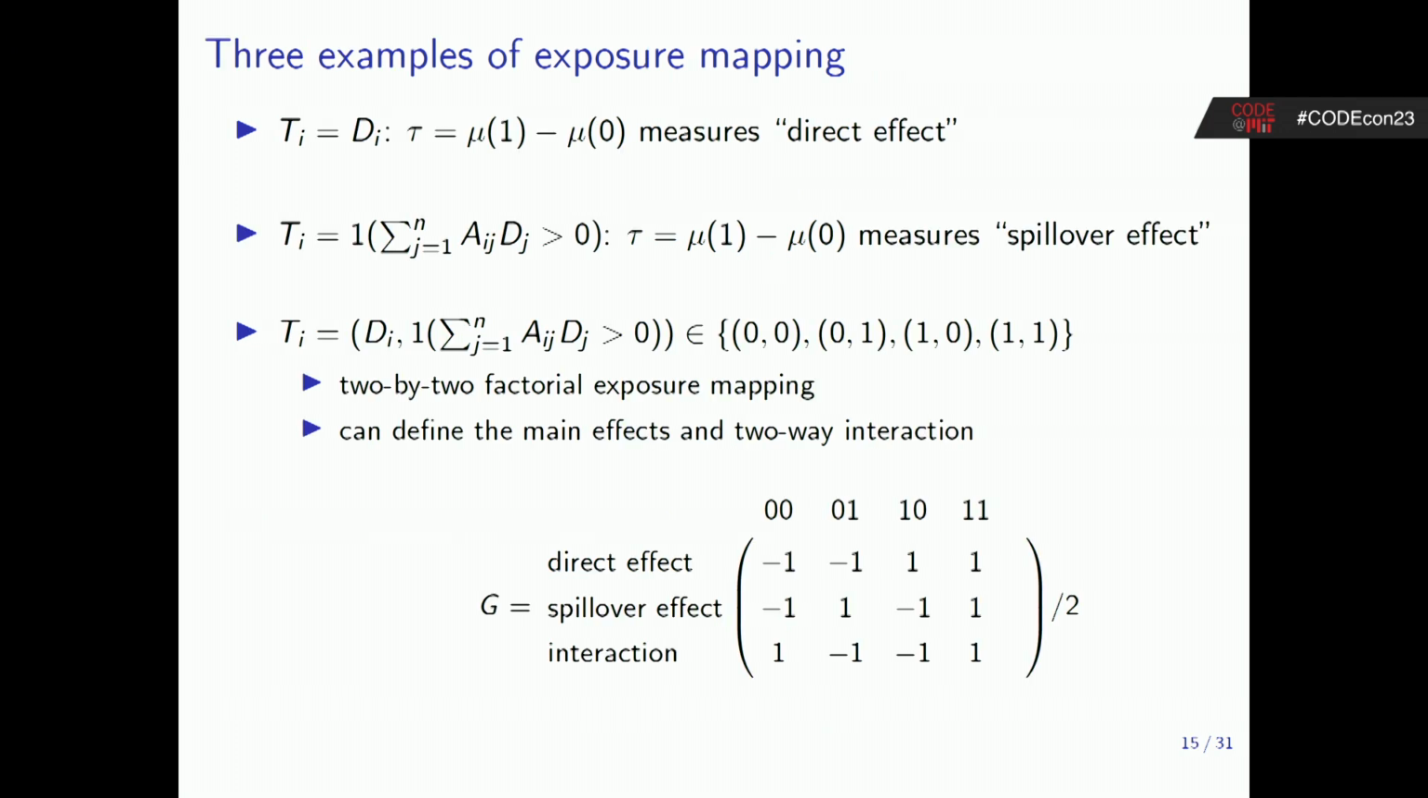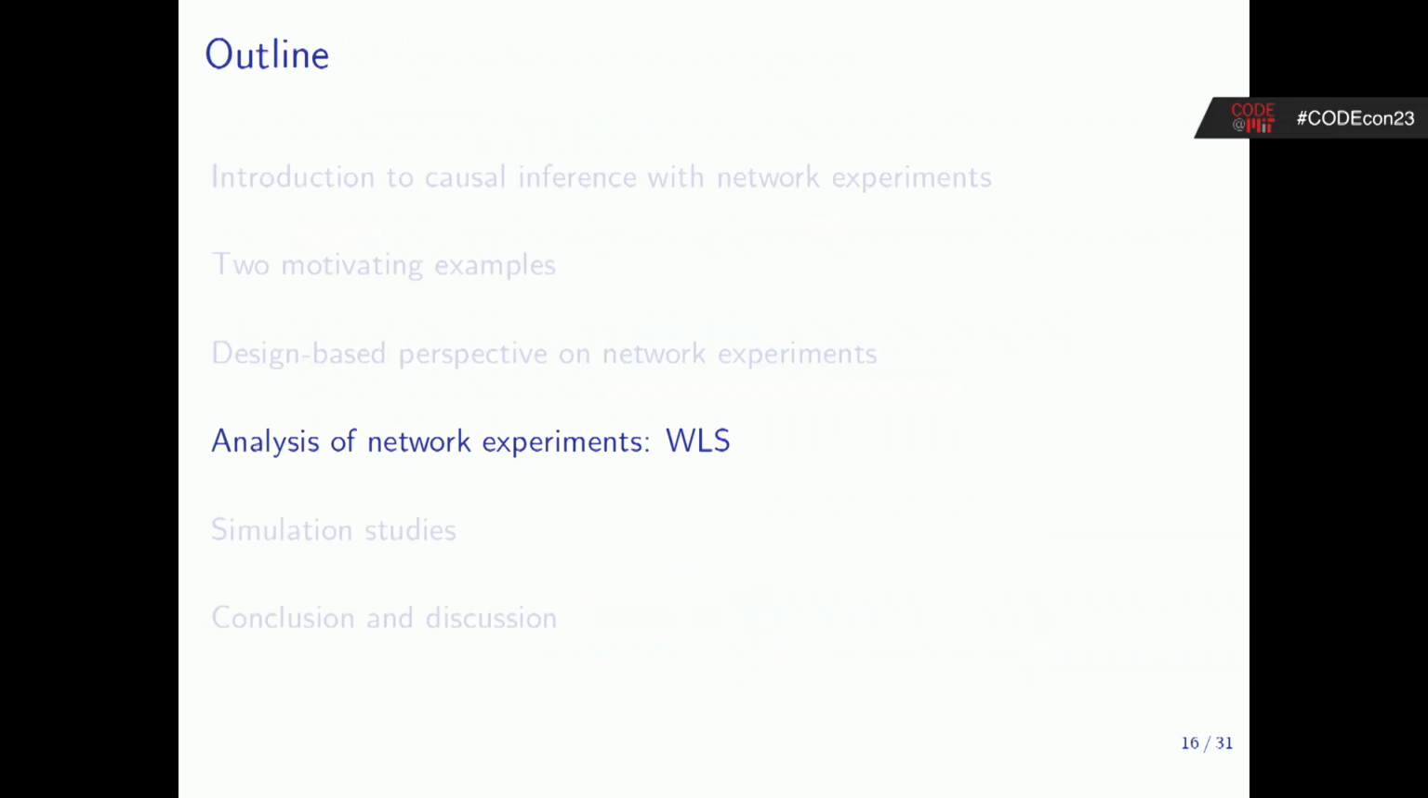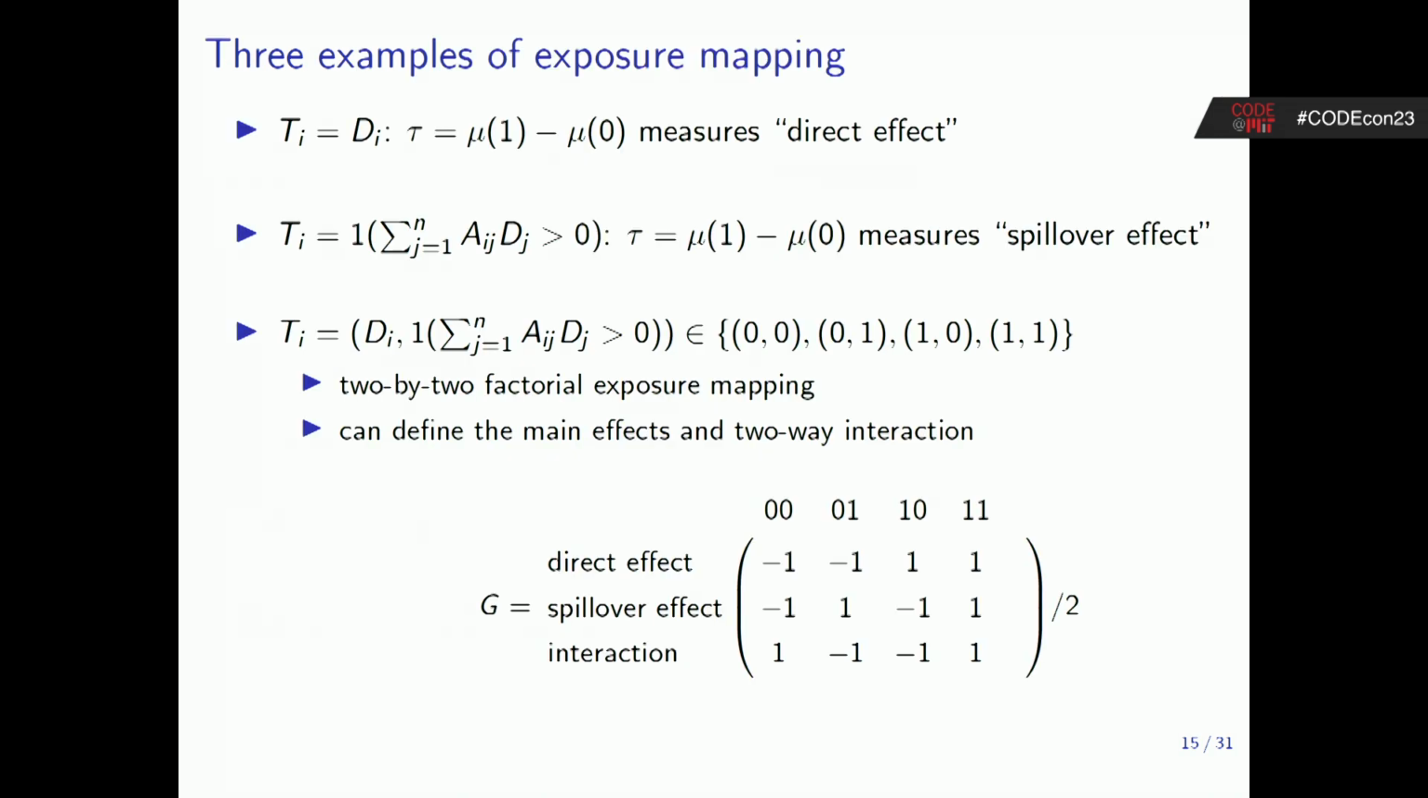Okay, there are examples of exposure mapping. The simplest possible example, the first one, is you just assume T equals D. This is a boring definition because the whole point is studying interference. Now you specify exposure mapping as the original treatment, but the theory covers it. The second definition is to define exposure mapping as whether unit i has friends receiving the treatment. That's trying to measure spillover effect.